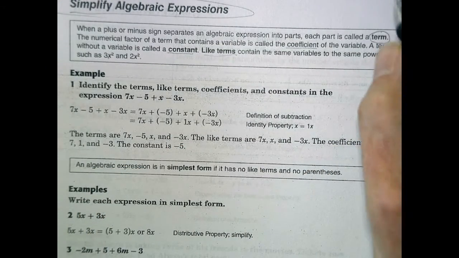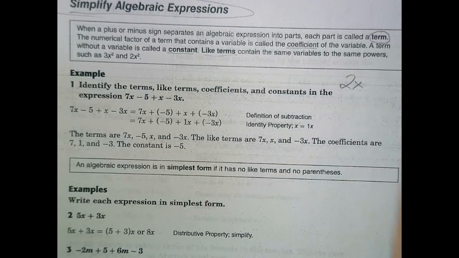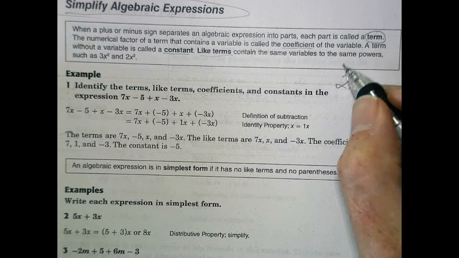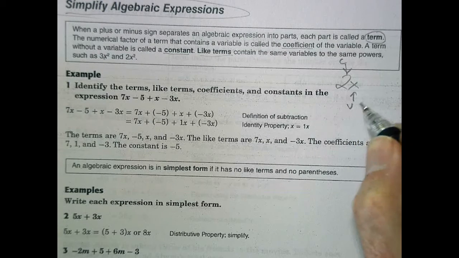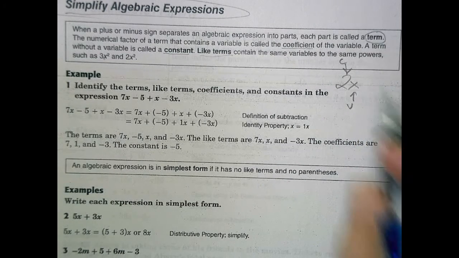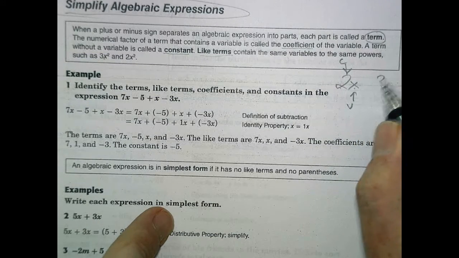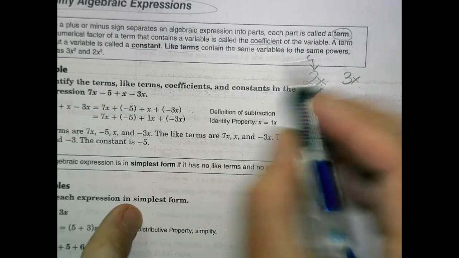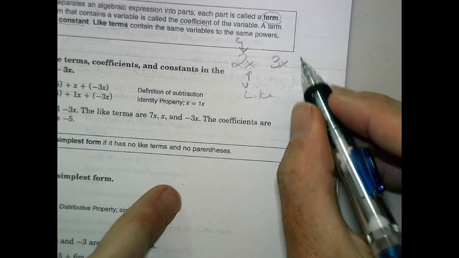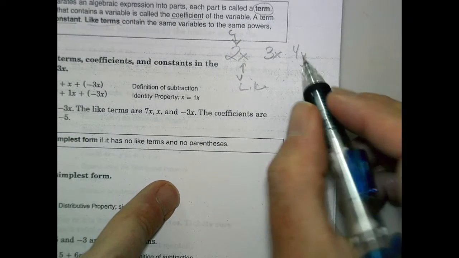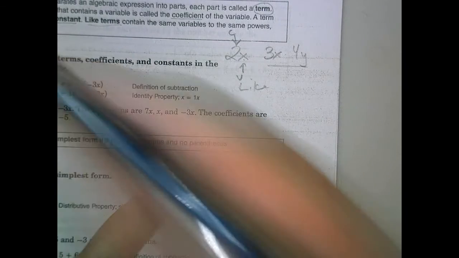So we have different things, right? We have the terms, which might be something like 2x. The number in front of that is the coefficient, and the letter is what's referred to as our variable. Now, if they have the same variable, so 2x and 3x, then we would say that they are like terms. If it had 2x, 3x, and 4y, we would say those are unlike terms. And they do talk about the same powers.